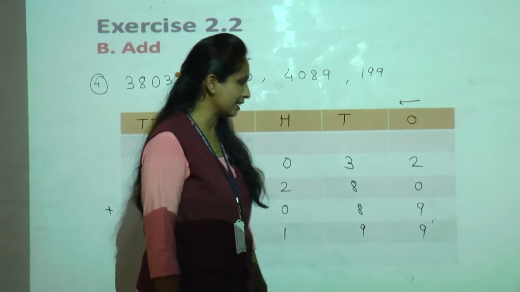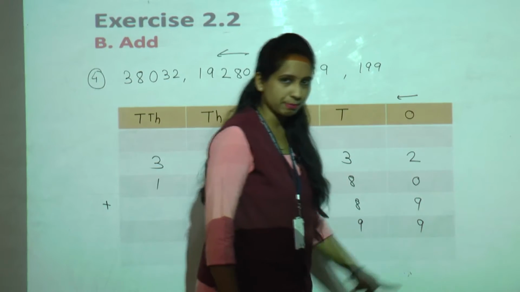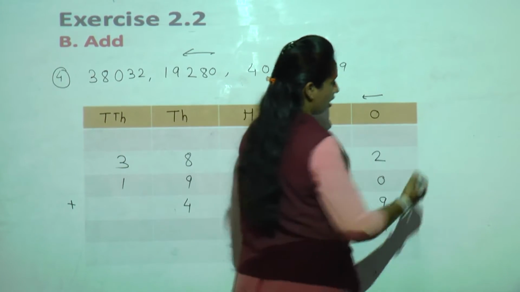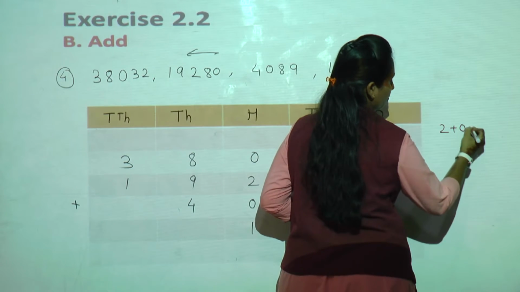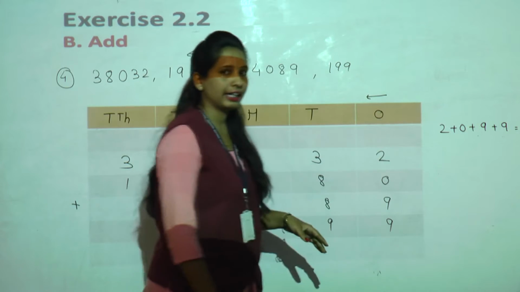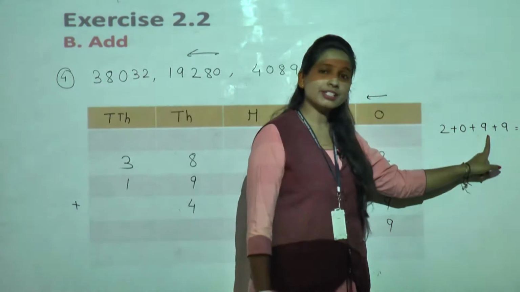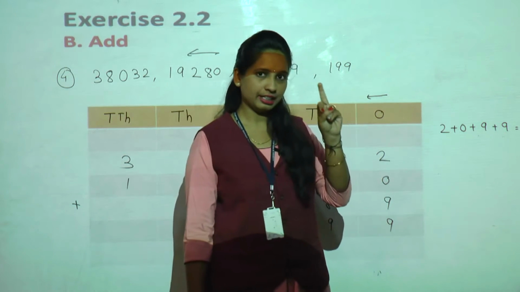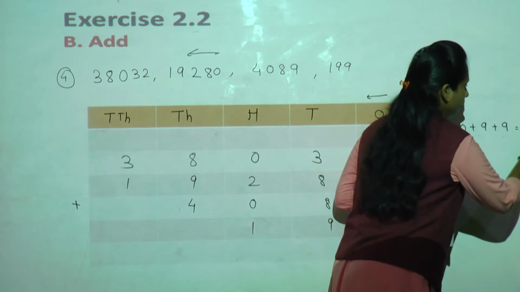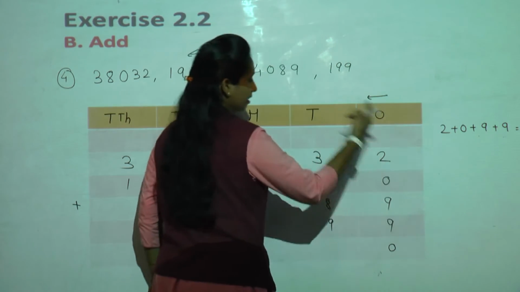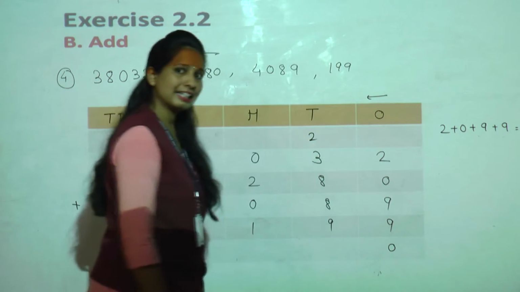What is there on ones place? See students, if numbers are more, you just do the rough work. Write all these numbers together, that is 2 plus 0 plus 9 plus 9. Now see what we get. 9 plus 9 is 18. 18 plus 2 is 20. So 0 will write on ones place and 2 will carry on tens place.